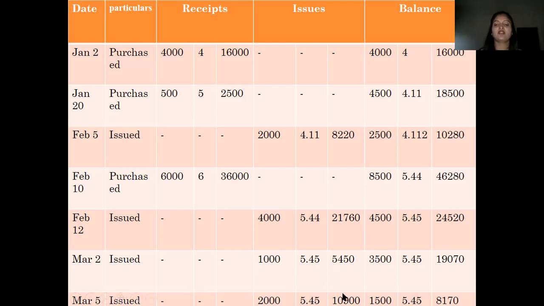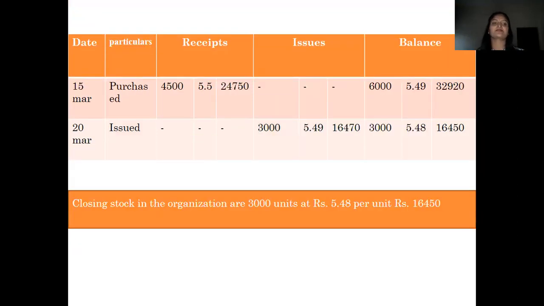10,900. Now, already on 2nd March, we had the balance of 3,500 minus 2,000. You are going to get 1,500. What is the cost per unit? 5.45, amounted to 8,170. Okay, next. I hope you got it.